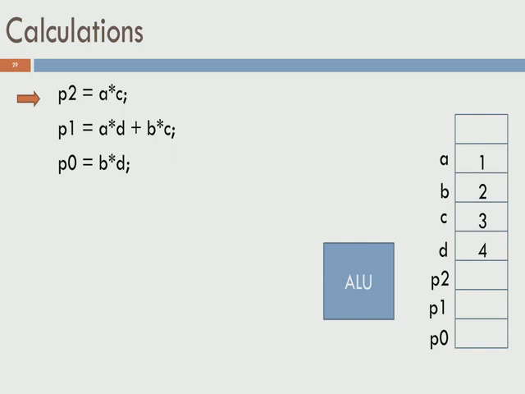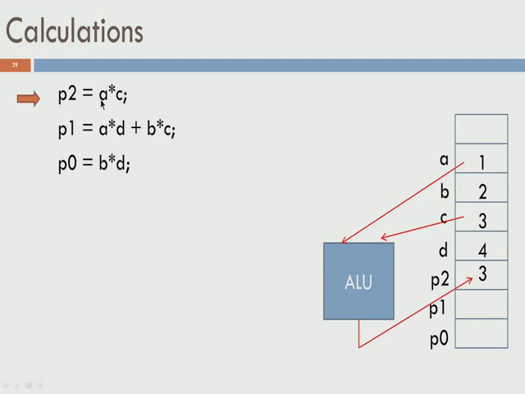P2 is A times C. So this star means multiplication. So what you want is A and C to be multiplied, and the result of that must be stored in P2. This is what you want, and the way it works is this. So when you have P2 is A times C, A and C are brought in from the memory into the ALU. The ALU does the operation multiplication, in this case it is 1 times 3, and the result, 1 into 3 which is 3, is written back into P2.